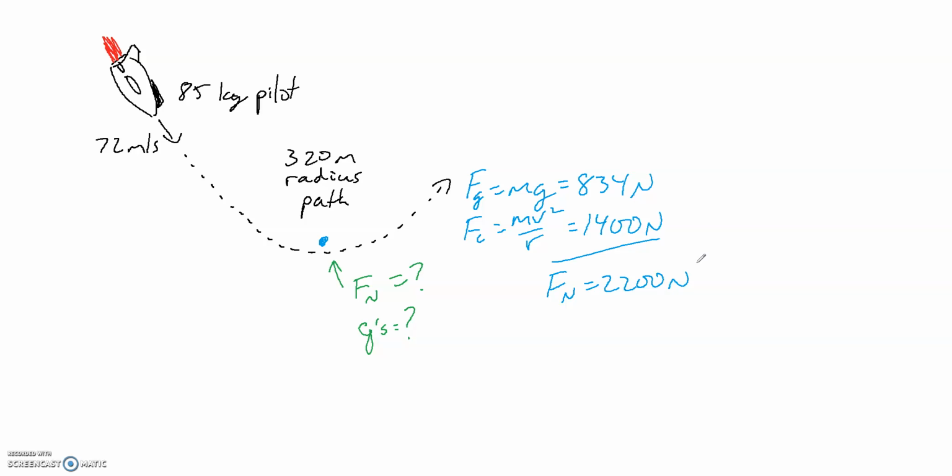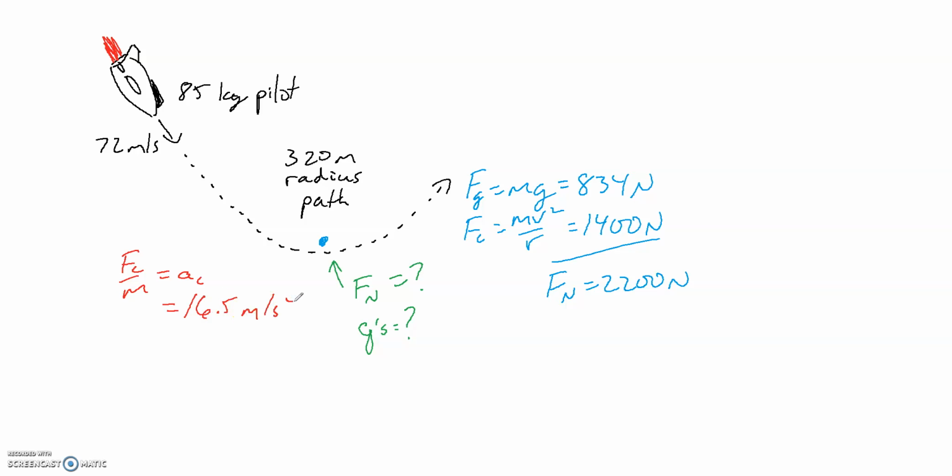Now, what about the G's? Well, the G's is just acceleration. That's all it is. You can do the forces all together if you want, or you can do them separately. It doesn't make any difference. If I take just the Fc and divide by mass to calculate the centripetal acceleration, which is basically Newton's second law, that 1400 newtons gives a centripetal acceleration, give or take, of around 16.5 meters per second squared.